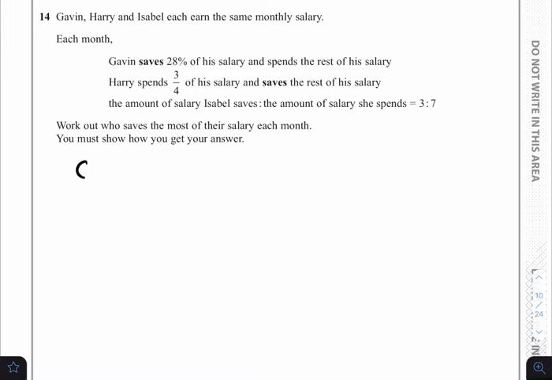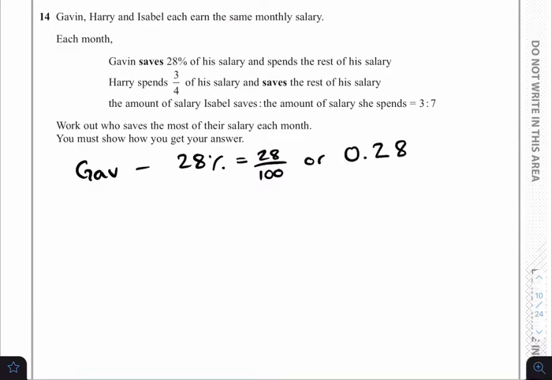So if we start with Gavin, he saves 28% of his salary. 28%, you can also write that as 28 over 100, or as a decimal we can write it as 0.28. So we've written it in 3 different forms. What we can do is leave it as this, because we're going to try to work the other salary and savings out, and then we'll get them together, and then we can put it in a form that is easy to compare.